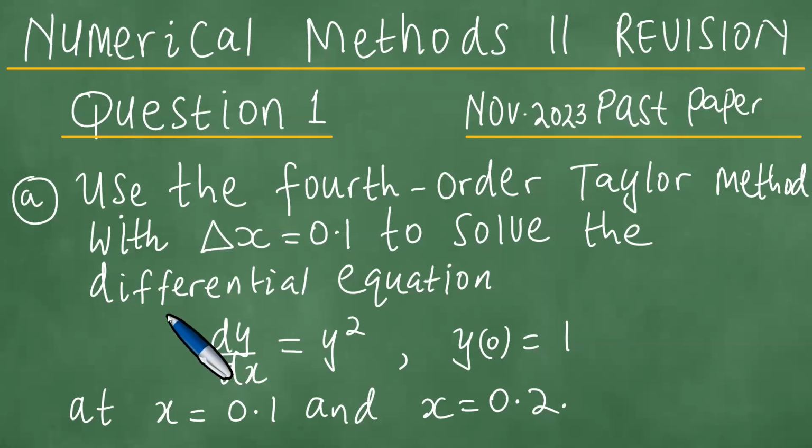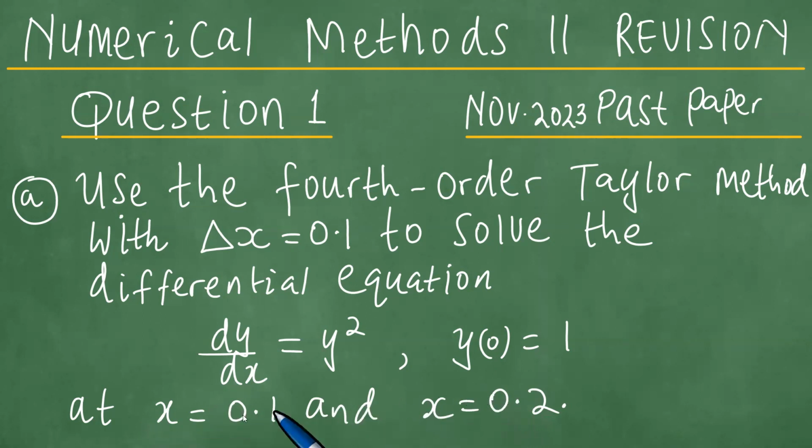Right, we are starting right now, obviously looking at the numerical methods 2 revision and the couple of exercises which I'll do together. We shall use the fourth order Taylor method with the change in x equals 0.1 to solve the differential equation, this one. So in solving this differential equation, dy/dx equals y squared and y at 0 equals 1, at the two values of x.